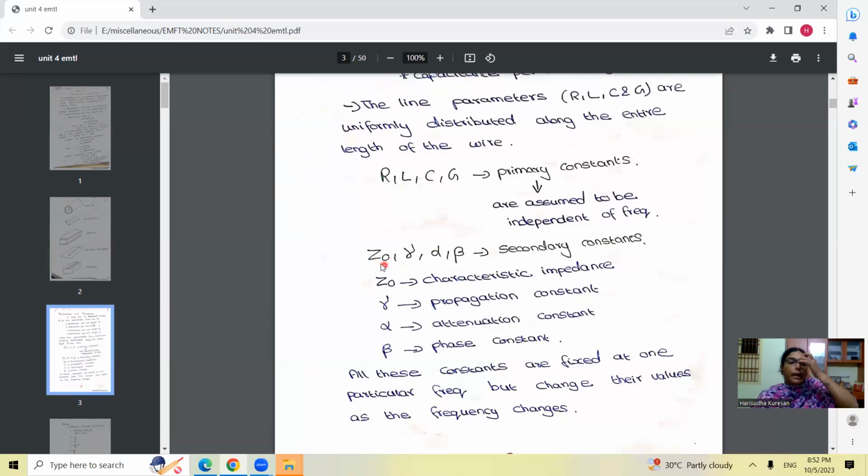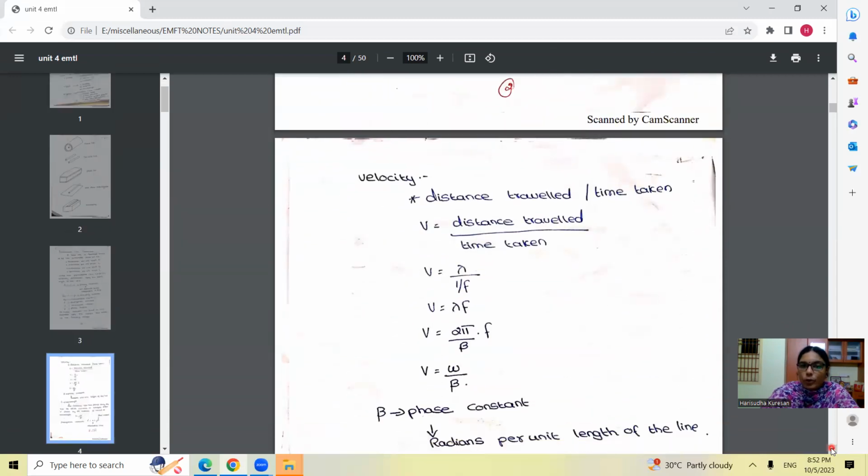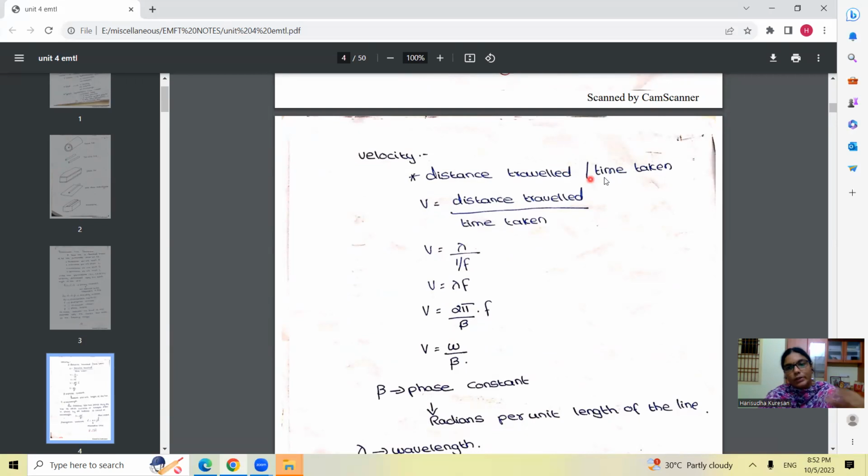The secondary constants are the characteristic impedance Z0, the propagation constant gamma, the attenuation constant alpha, and the phase constant beta. All these constants are fixed at one particular frequency, but these values can change as the frequency changes. We know the general formula of velocity: velocity is the distance traveled divided by the time taken. I have written the time taken as t equal to 1 by f, in terms of the frequency. So how do I write the distance traveled in terms of lambda, the wavelength?